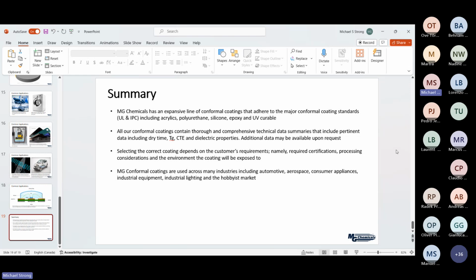In terms of selecting the correct coating, that will depend on the customer's requirements, namely whether they require certain standards, processing considerations, and the external environment that the coating is expected to hold up to. And lastly, MG Chemicals conformal coatings are used across many industries, including automotive, aerospace, consumer appliances, industrial equipment, industrial lighting, and the hobbyist market. And with that, I think we want to do a question and answer.